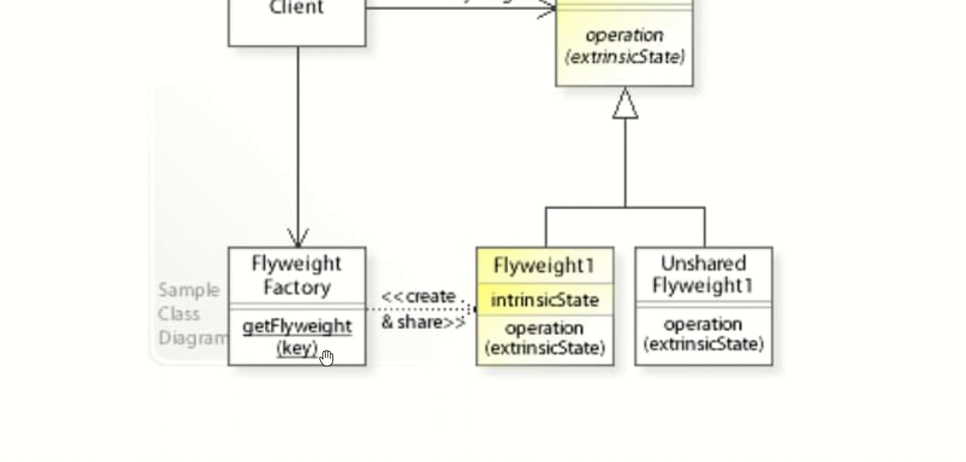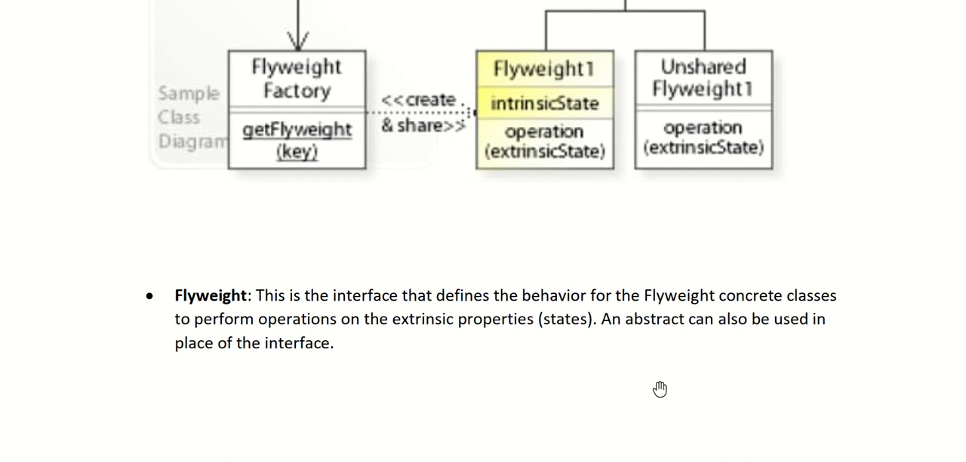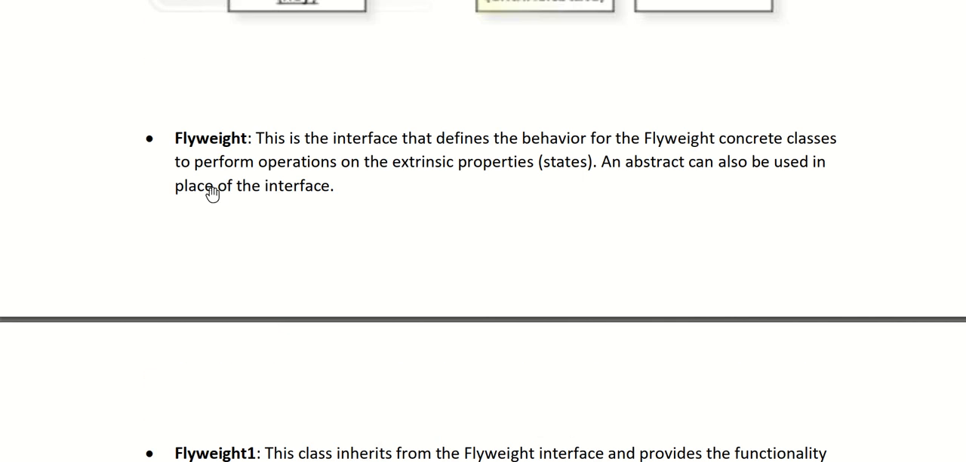It maintains a cache, and if that object is already available, it will return that object. If it is not available, it will create that flyweight object, do the initialization, add it into the cache or the flyweight pool, and then return the object. So that's what I have explained about the flyweight.